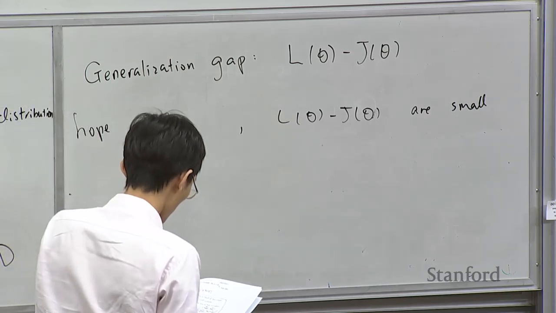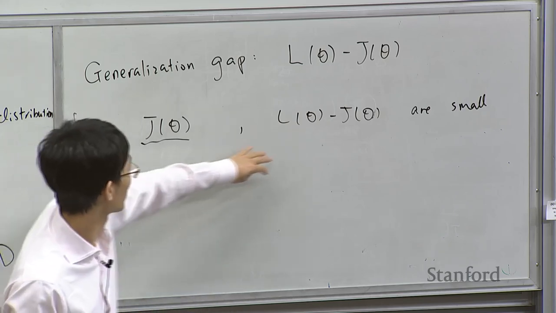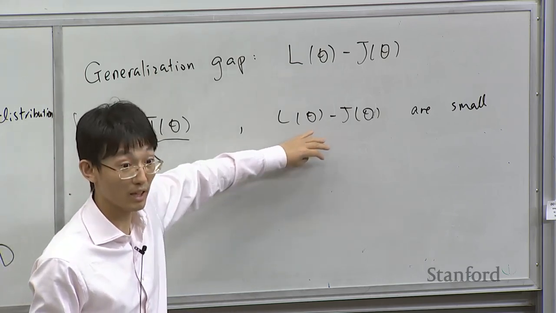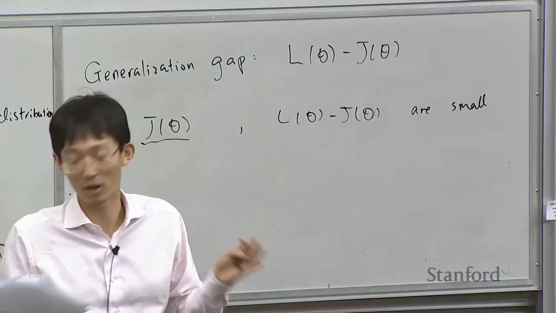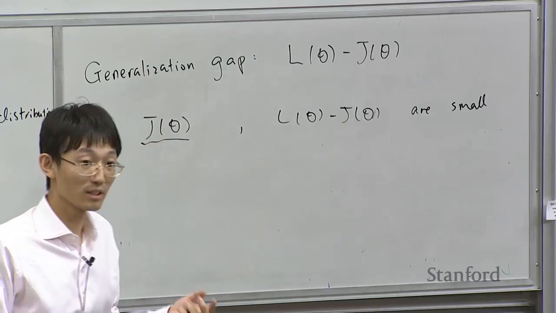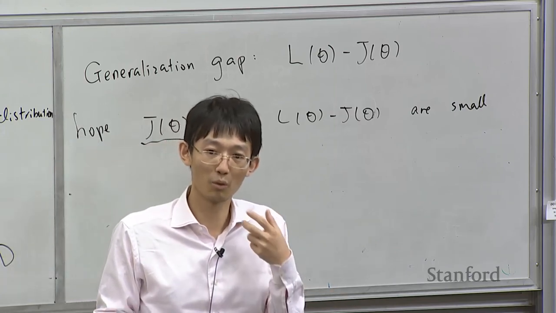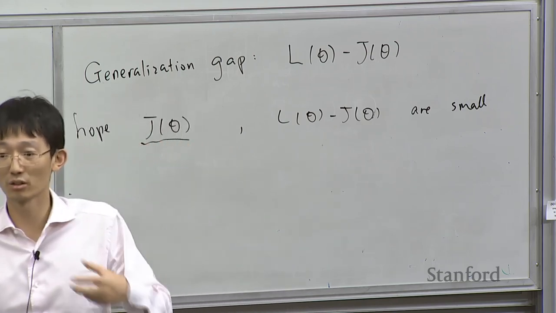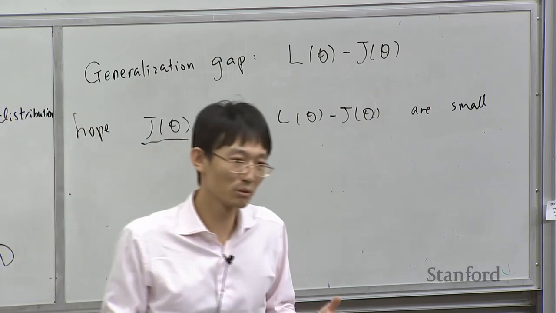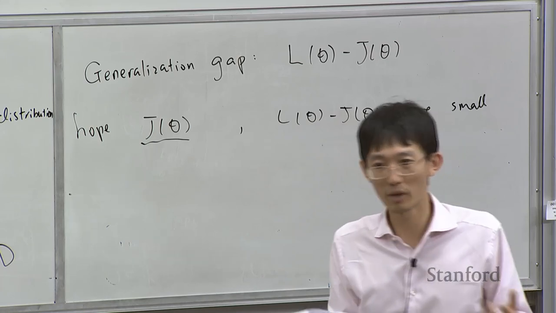So of course we are mostly concerned about the case when L theta is too big. If L theta is small, that's great, you don't have to worry about anything. So when L theta is big, the question is what do we do to change it? If you observe that your test loss is very big, then what can you do to make it smaller? That's the kind of question we want to study.